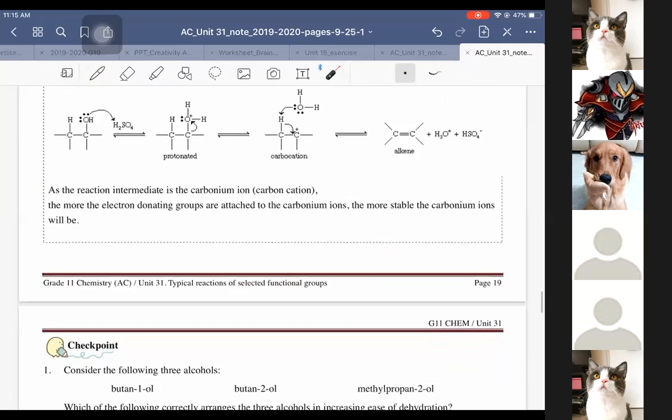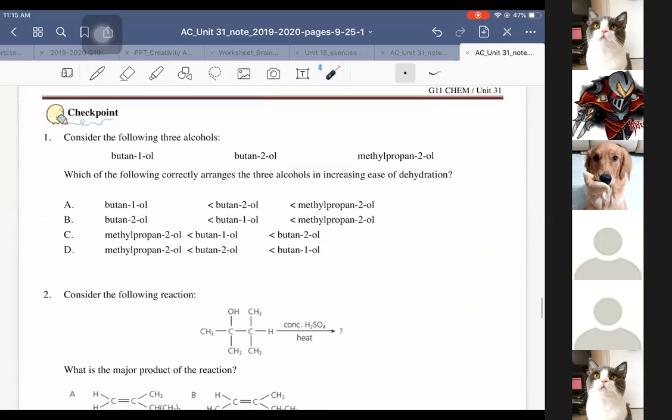So let's take a look at some examples here. Checkpoint question 1, we have 3 kinds of alcohol: butan-1-ol, butan-2-ol, 2-methylpropan-2-ol. Maybe I quickly show the structure so you know how it looks. I will not draw all the hydrogens here to save time. So that's butan-1-ol, and butan-2-ol will be this one. And for 2-methylpropan-2-ol, like this.